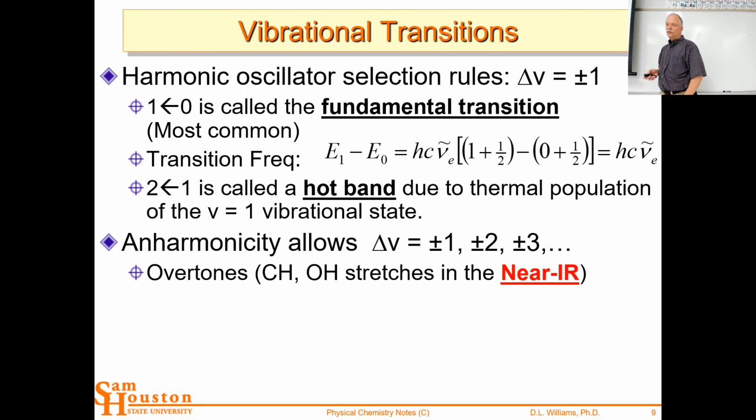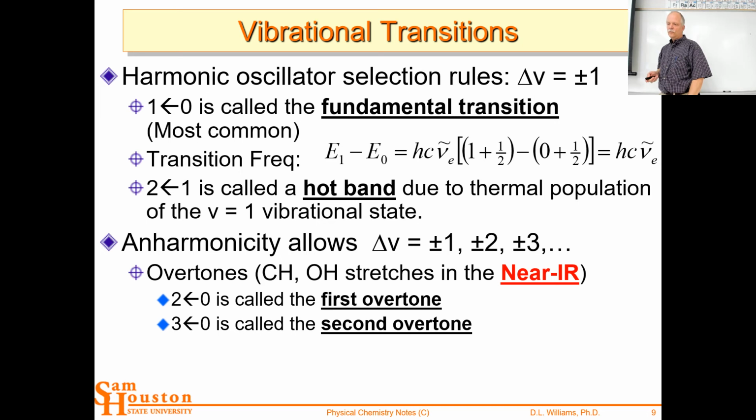And those overtones show up if the CH stretch is at 3,000 wave numbers, that overtone would be at 6,000 wave numbers, and that's beyond what we see in our spectrum. So that's in the near infrared. So the mid infrared is what we're dealing with. The near infrared is near to the visible. And so we might see some of those overtone spectra near the visible. So 0 to 2 is the first overtone, 0 to 3 is the second overtone.